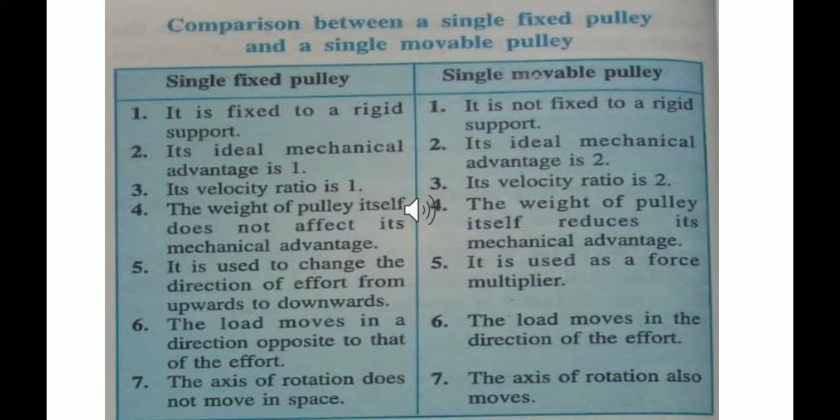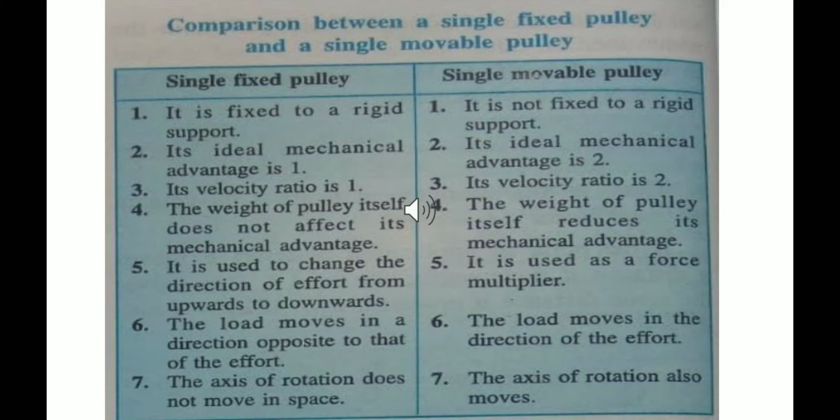Second point, its ideal mechanical advantage is 1 in single fixed pulley, whereas its ideal mechanical advantage is 2. You know that load upon effort was coming as 2 because load was balancing twice the tension. Third, its velocity ratio is 1 and the other one, its velocity ratio is 2. That means load upon effort and distance moved by effort to distance moved by load. If it will be half what the load has moved, it will be twice what the load has moved, and therefore it comes as 2.